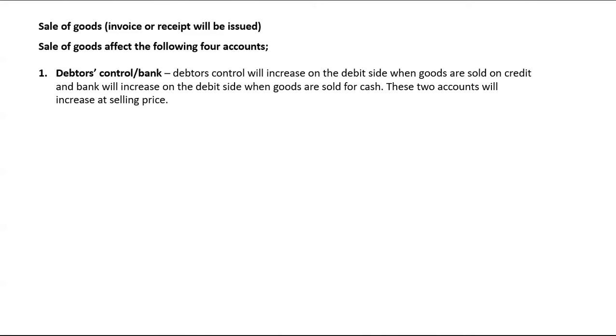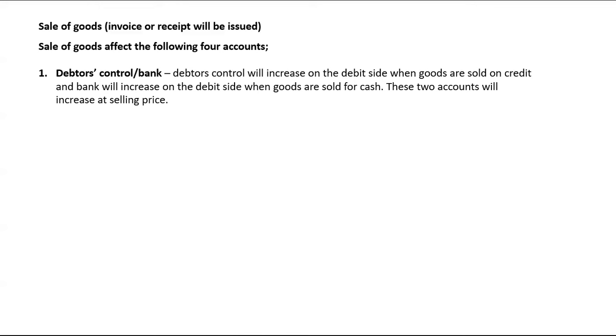However, here we sold goods to our credit customers on credit. And since we sold goods to them on credit and debtors control is an asset, debtors control will increase at selling price on the debit side when goods are sold on credit. If they were sold for cash, bank will be the one that increases on the debit side. These two accounts will increase at selling price. So when we sell goods, one of those two accounts will be affected, depending on whether we sold those goods on credit or for cash.